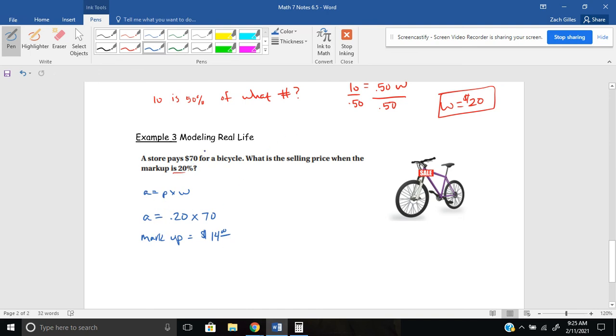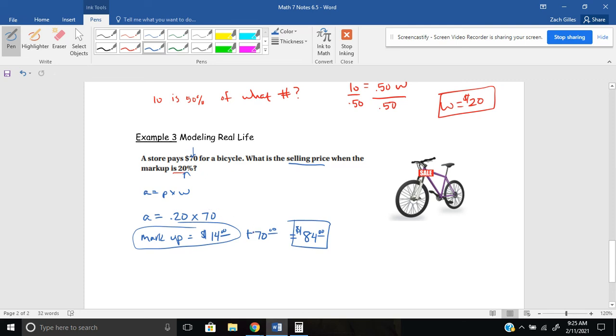Now, it asks for the selling price. So if I pay $70 for it and I mark it up 20%, or I mark it up $14, how would I find my selling price? Well, I just need to add that original $70 of what I paid for it. So 14 plus 70 would give me $84 is what the price tag would be on the bike. Because then I would make $14 off of it. I made 20% of it.